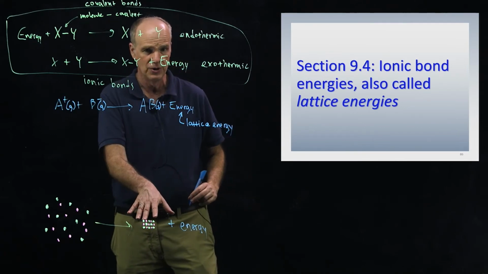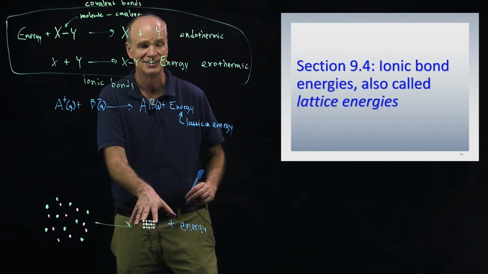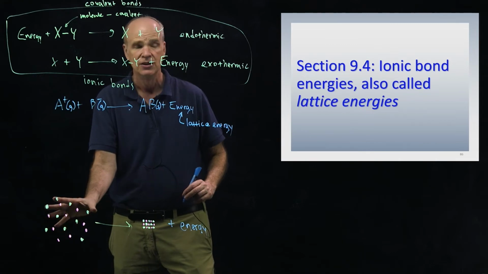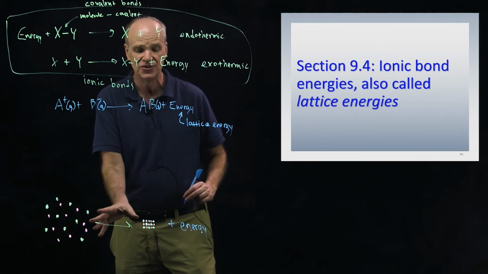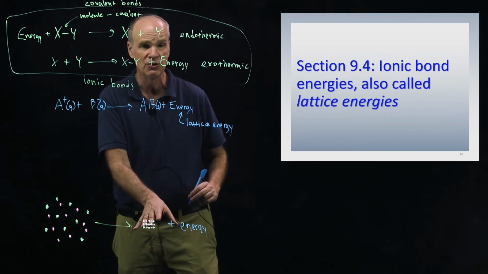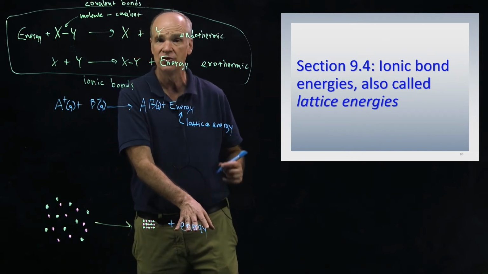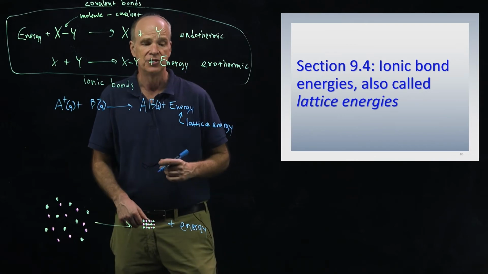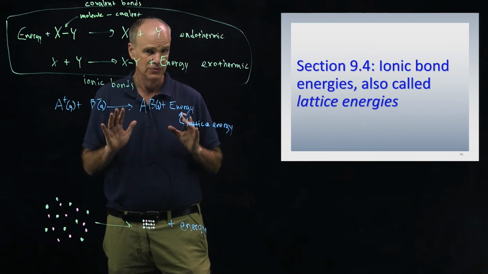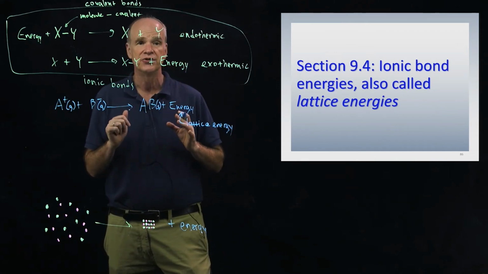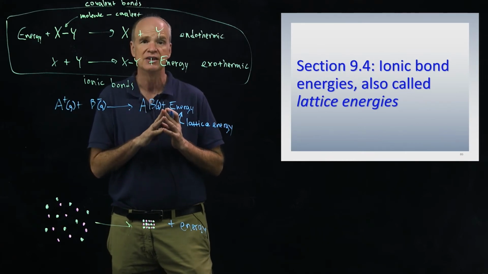This ordered array of ions is called a lattice. So here, when you take these free ions and you get them to stick together to form an ordered lattice in the ionic salt, the energy released is called the lattice energy. So one of the things we have to learn right now is what the trends in lattice energy are.